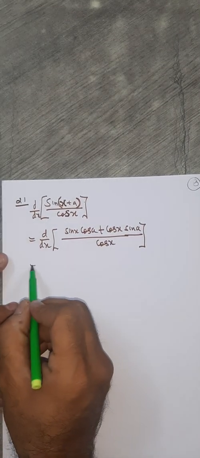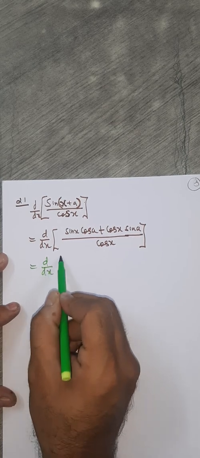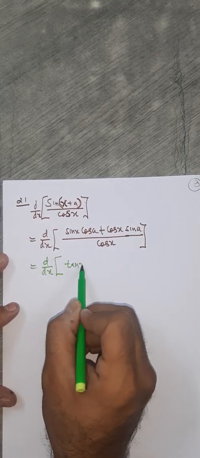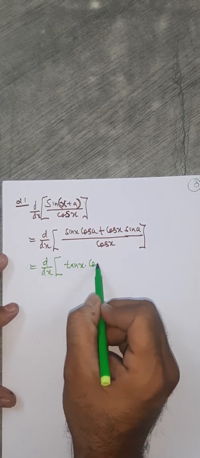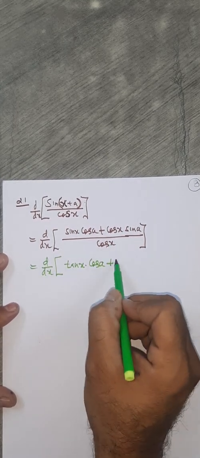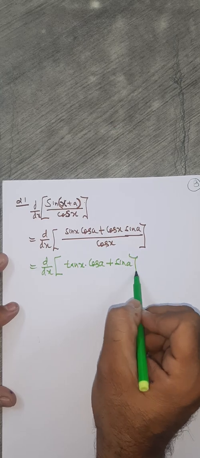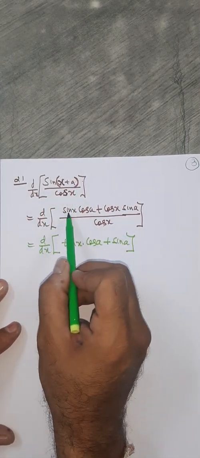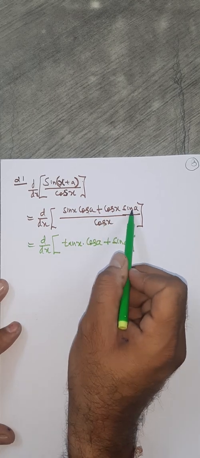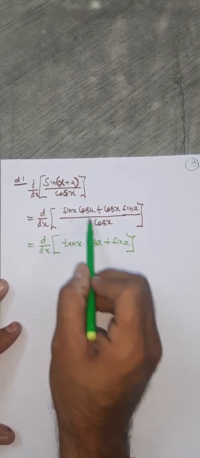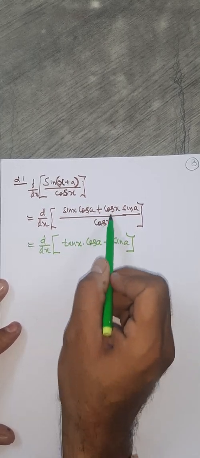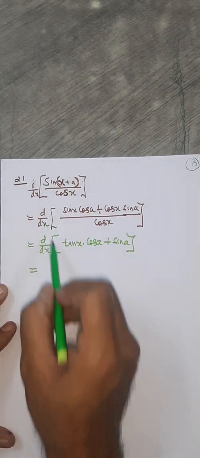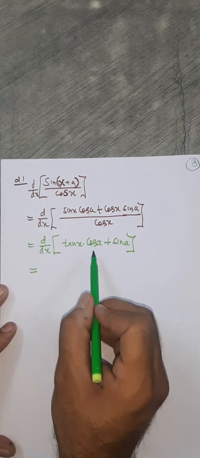So this is equal to d by dx of sine by cos, which is tan x, into cos a, plus cos x gets cancelled, which leaves sine a. What we did: expanding this, sine x cos a plus cos x sine a upon cos x, then just doing individual division, these upon this, these upon this. Now we differentiate this. Yet we have not done the derivative, we just simplified.